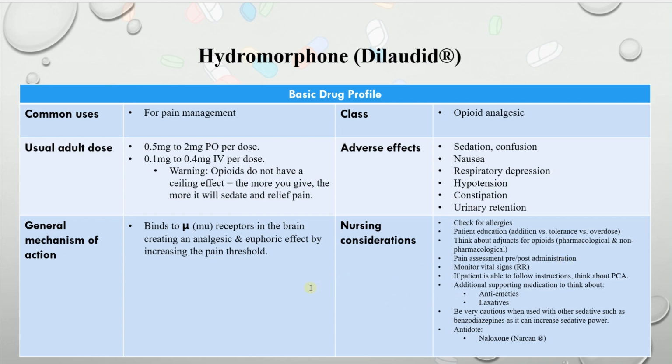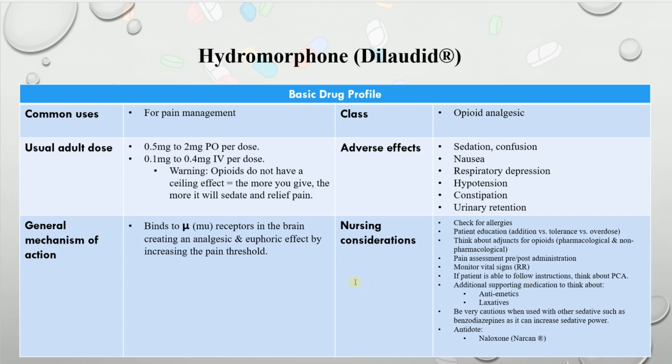Think about some of the adjuncts for opioids, non-pharmacological versus pharmacological. Non-pharmacological adjuncts, you have things like cold and heat, massage, imagery or distraction. Pharmacological adjuncts include other non-opioid analgesics such as Tylenol, gabapentin, etc. Now, you're going to perform a pain assessment before and after administration. You're going to monitor the vital signs, blood pressure, and your respiratory rate.